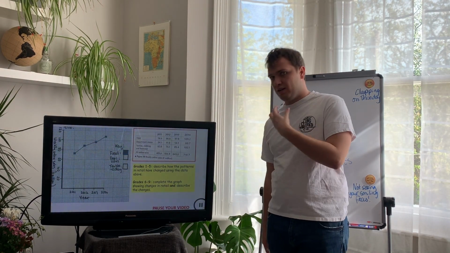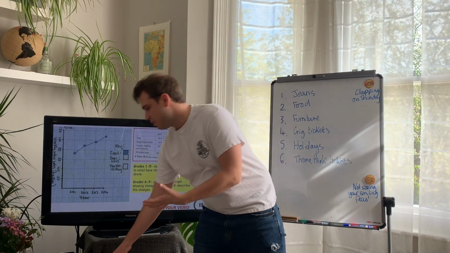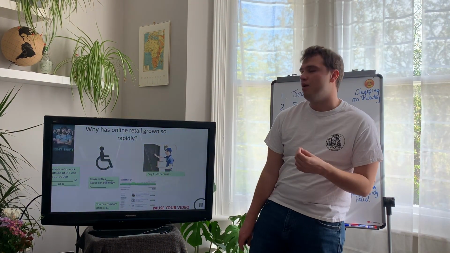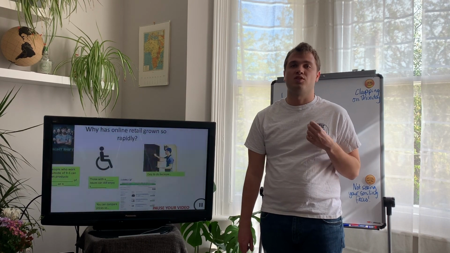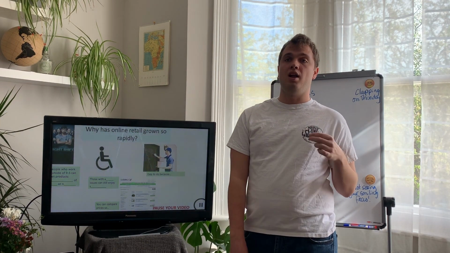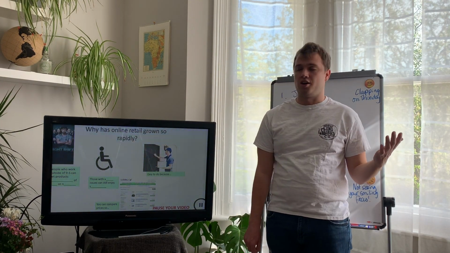Hopefully you've all got this lovely graph, and some lovely descriptions there for me. But what I want us to have a think about now is why online retail has grown. Why are more people now shopping online as opposed to 15 years ago, all right?